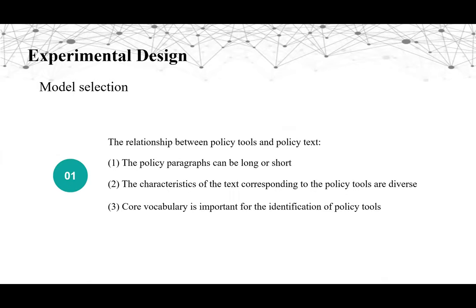How to select the model? We think the relationship between policy tool and policy text is important. Point one, the policy paragraph can be long or short. Point two, the characteristics of the text corresponding to the policy tools are diverse. Point three, core vocabulary is important for the identification of policy tools.